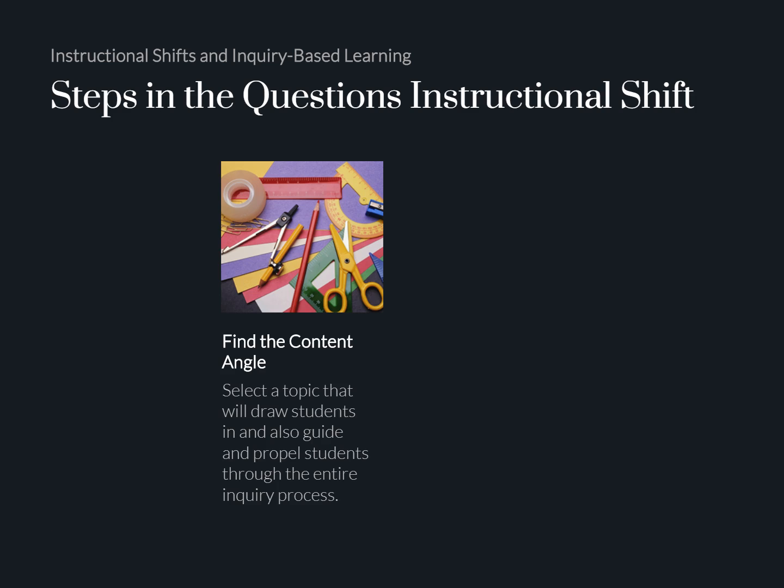Step 2, find the content angle. Using the social studies standards, find a topic that your students will find relevant, exciting, and propel them through the inquiry process. For this step, it is important that educators understand their students' interest and passion. Relationship building and social and emotional learning can help tremendously in finding the right content angle.